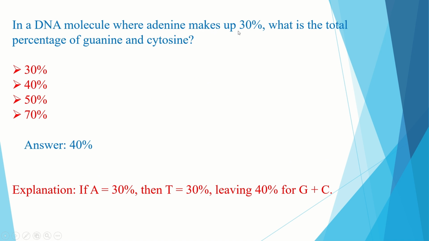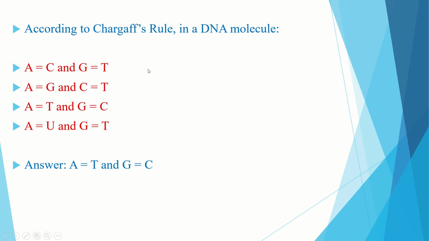In a DNA molecule where adenine makes up 30%, what is the total percentage of guanine and cytosine? 30%, 40%, 50%, 70%. Answer is 40%. If A is 30%, then T is equal to 30%. So that 40% is for G plus C. According to Chargaff's rule, in a DNA molecule, A is equal to C and G is equal to T. A is equal to G and C is equal to T. A is equal to T and G is equal to C. A is equal to U and G is equal to T. The answer is A is equal to T and G is equal to C.